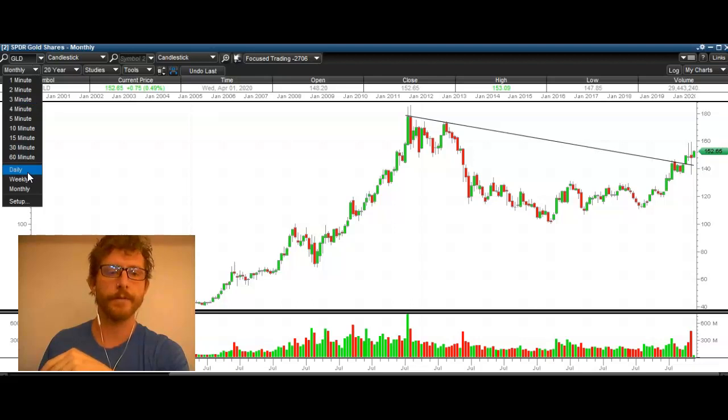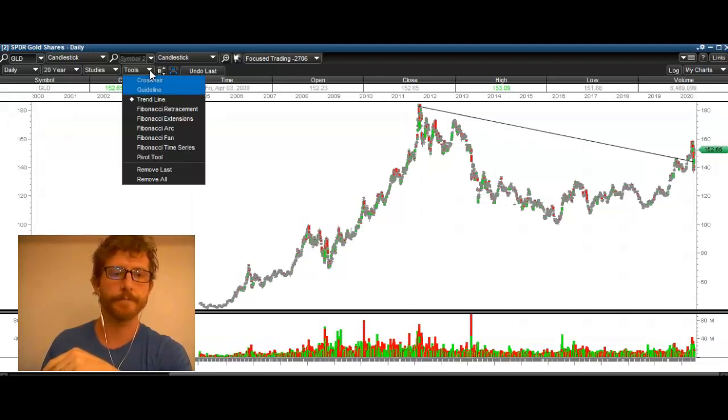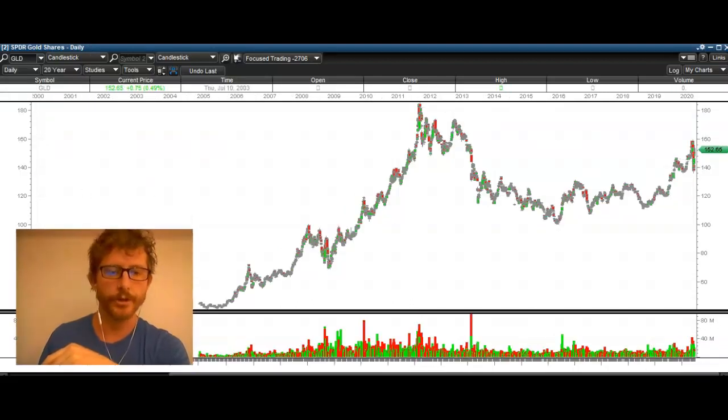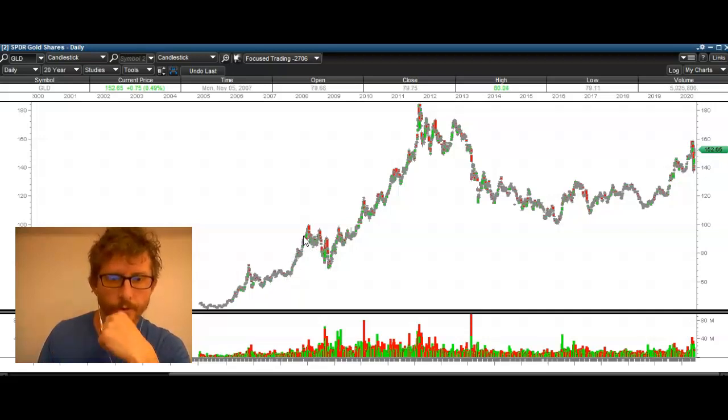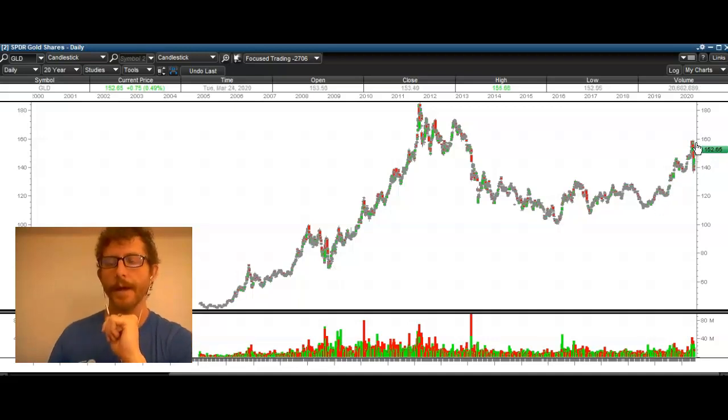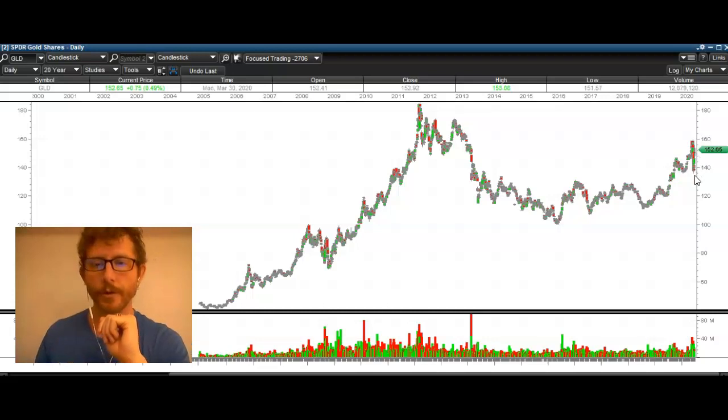So now I want to go back to the daily chart and show you. This is 2008, 2009. We had this up move right here. We were trending up into 2008, and then in 2008 it started to crash with the market. Very similar to what happened here recently. We're trending up, and then when the market crashed, so did gold.